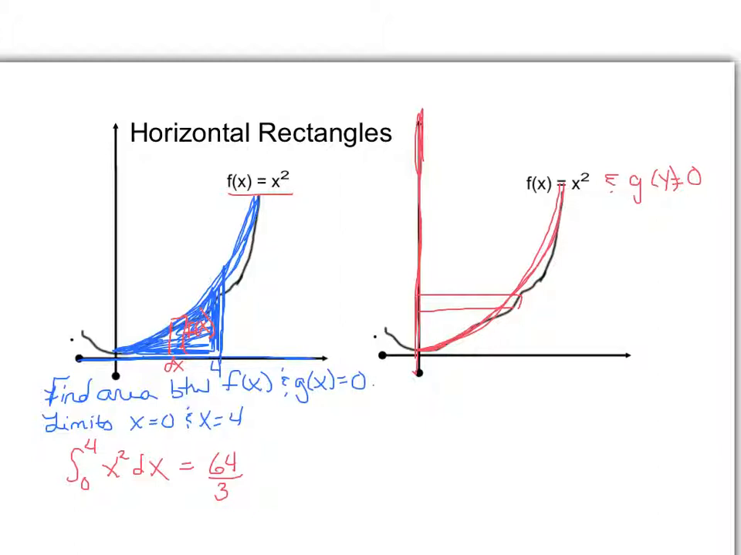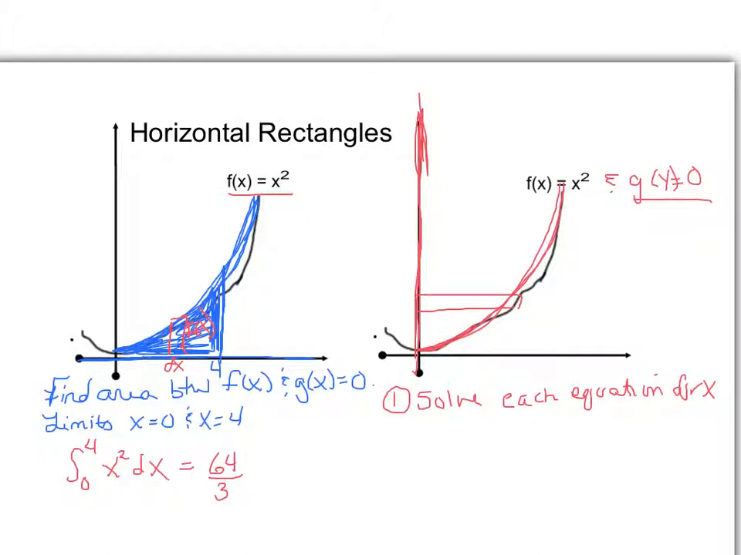So I'm still finding my area. And so the first thing I'm going to do, because now I'm using horizontal rectangles, is I want both of my equations to be in terms of f of y. So I solve each equation for x. Notice that this second one is already in terms of x.